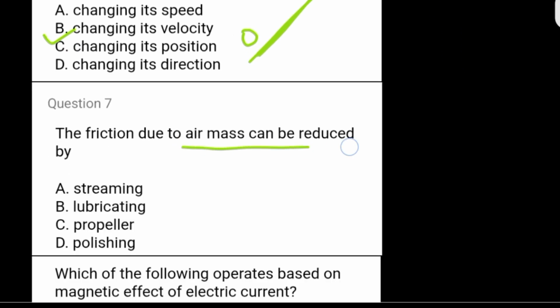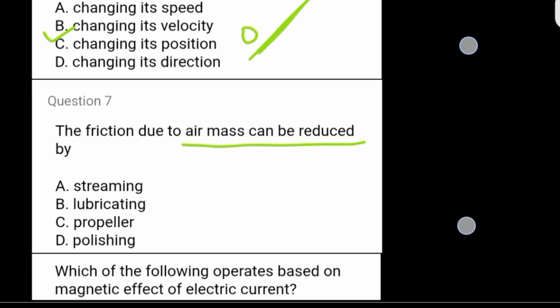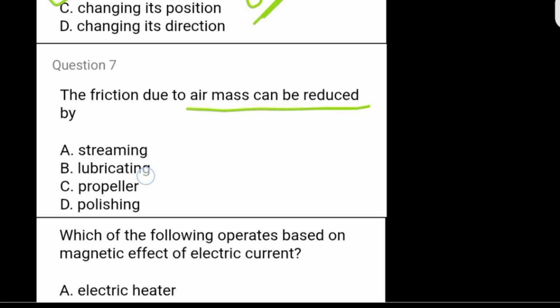Friction due to air mass can be reduced by dash. So friction due to air mass can be reduced not by lubricating. Which one is this one? This one is for mechanical friction, which is friction that opposes the motion of two surfaces when they are sliding against each other. Then this one does not even make sense, nothing like propeller. Then polishing will also help to reduce mechanical friction.